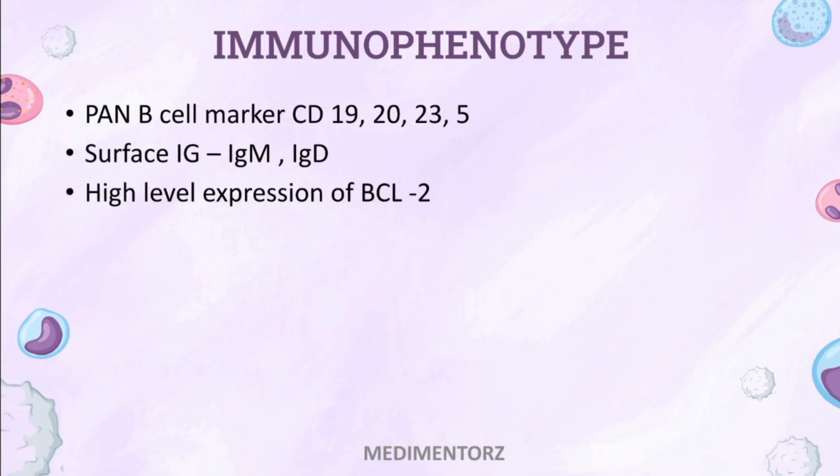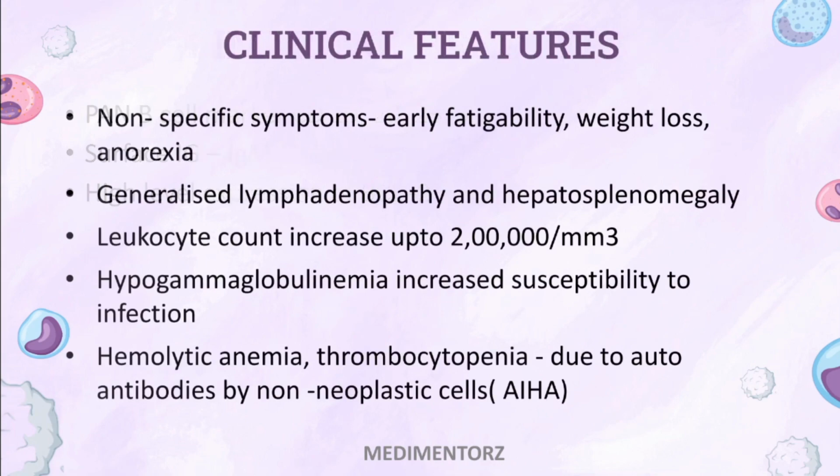The immunophenotypic markers include pan B cell markers, which are CD19, 20, 23 and CD5, and surface immunoglobulins include IgM and IgD, and also there is high level expression of BCL2, which are the anti-apoptotic proteins.